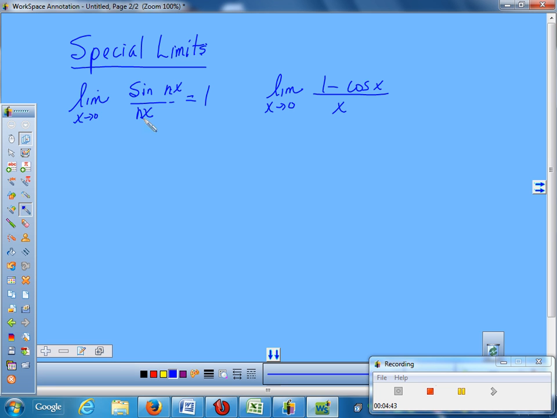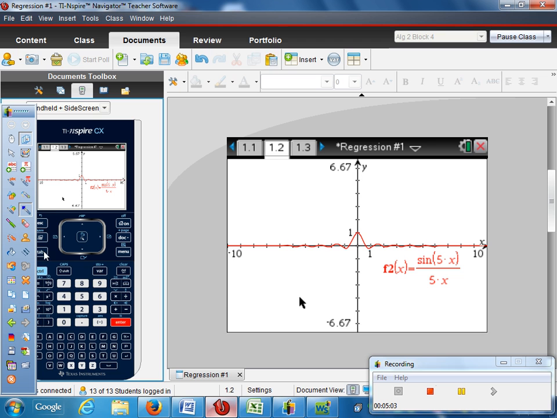This other limit also always has a value. If you're approaching 0 again, you'll always get the same value. Anybody want to guess? -1.